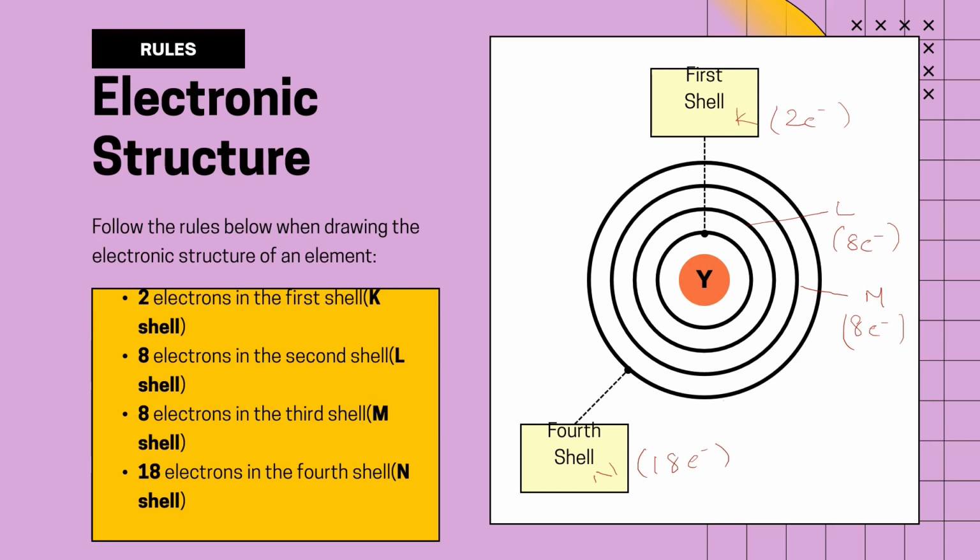And mind it that when the first shell is not completely filled, you cannot start filling the electrons in the next shell. So the first shell has to be completed in order to move to the second shell. Similarly, the second shell has to be fully filled in order to go to the M shell or the third shell.